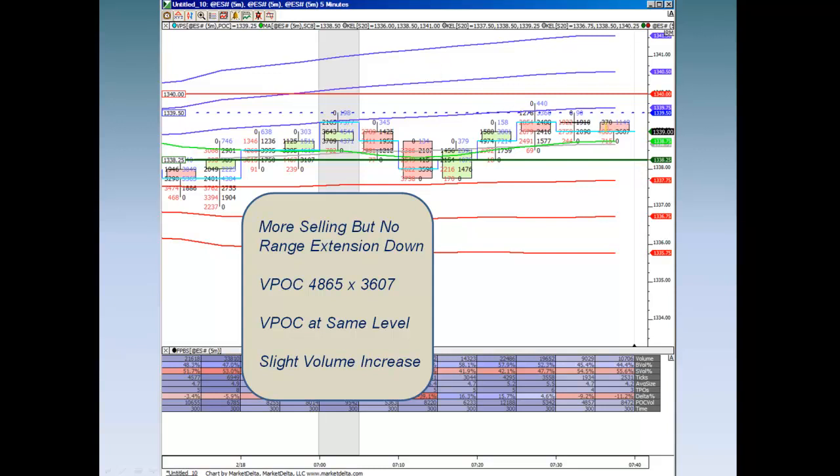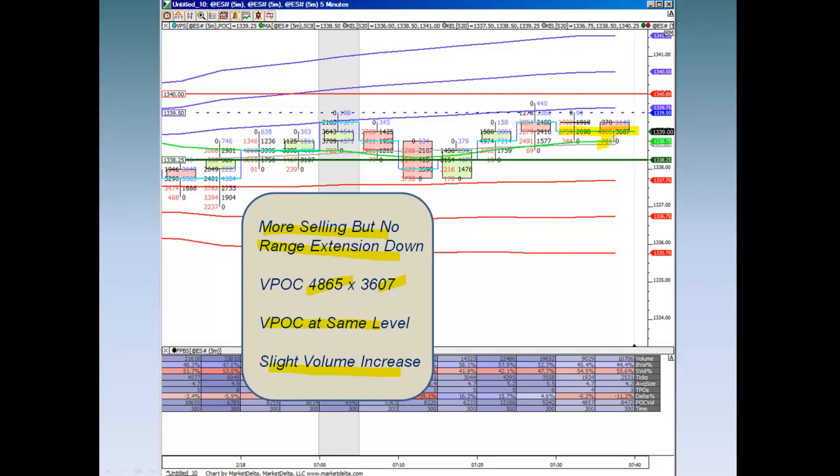And the next candle, or the next bar, here's what happens. We start to see more selling, but no range extension down. See, 1,715, but the range is not extending lower. The volume at the POC is high at the bid and low at the ask, but still no range extension. The VPOC between these two bars is still at the same level. So we haven't really seen a strong move down. Slight volume increase, but notice what's happening. The range is really getting narrower.